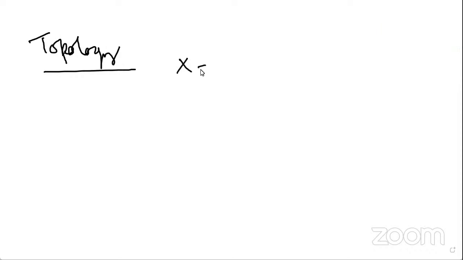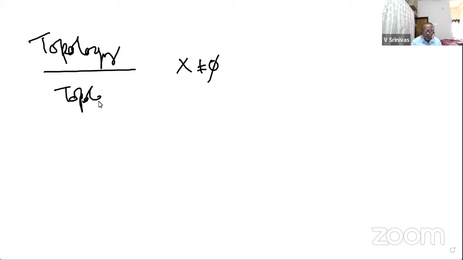In the last class, I defined a topological space, right? If X is any non-empty set, then we define when this X becomes a topological space. It has to satisfy three conditions.